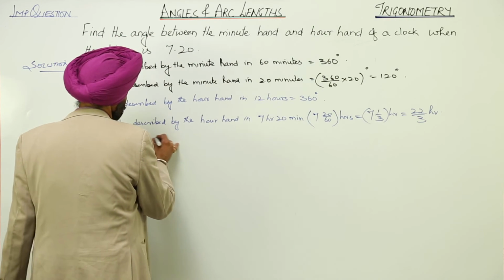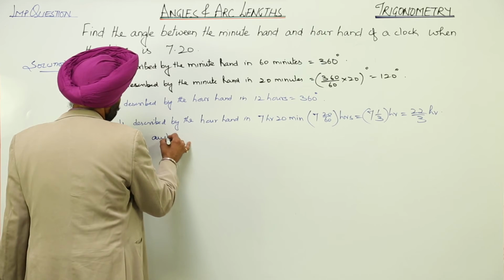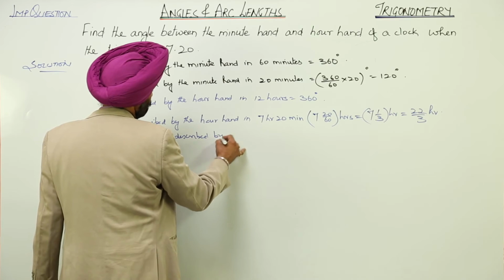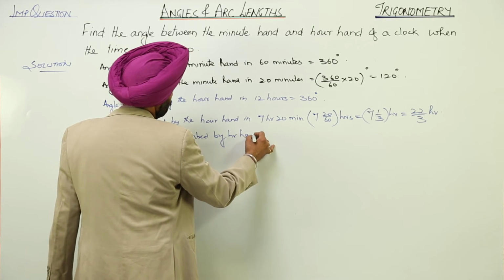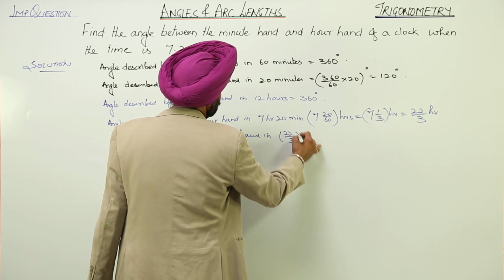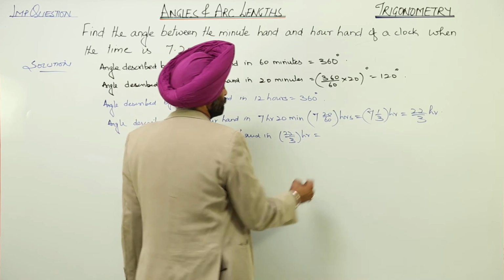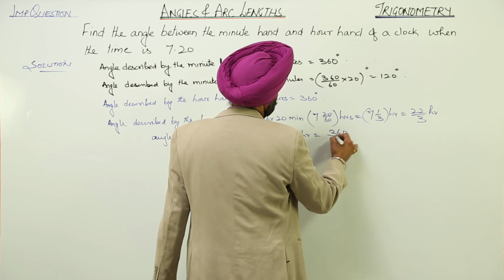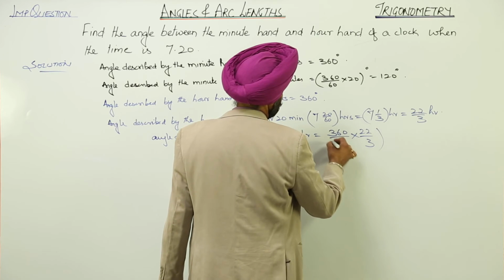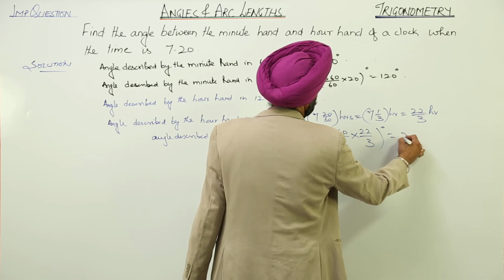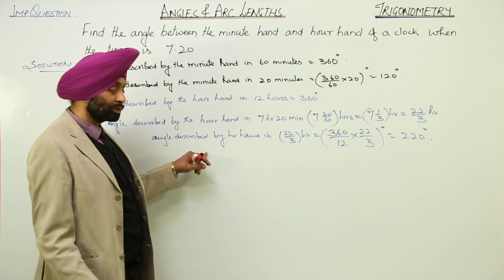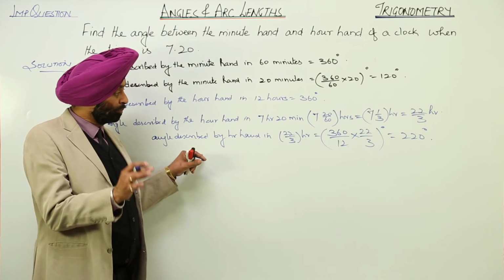Now angle described by hour hand in 22 by 3 hours is equal to 360 by 12 into 22 by 3. This is equal to 220 degree. I have just written this line again, I have just repeated this one.